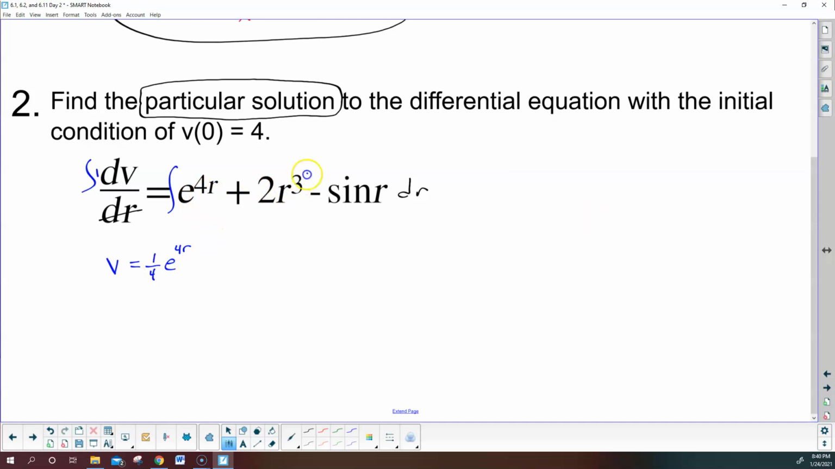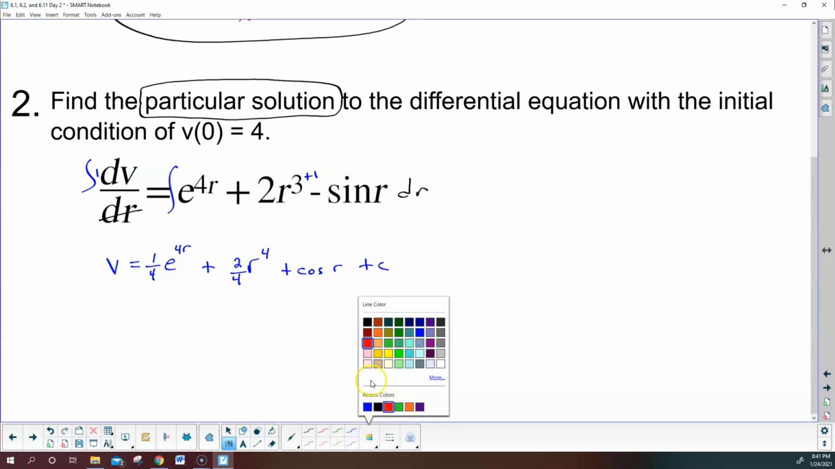All right, with this piece, I'm going to add 1 up top. So then I would get r to the 4th power. But if I put a 4 up top, I'm going to have to divide by 4. And that 2 was originally there. So that'll reduce down to 1/2. And then whose derivative gives me negative sine? That's a positive cosine of r plus c. So there's my general solution.